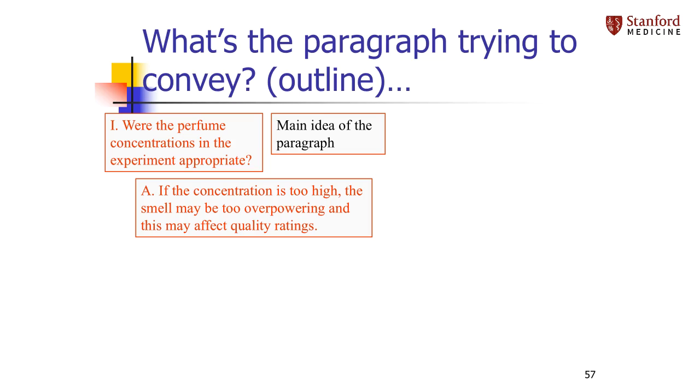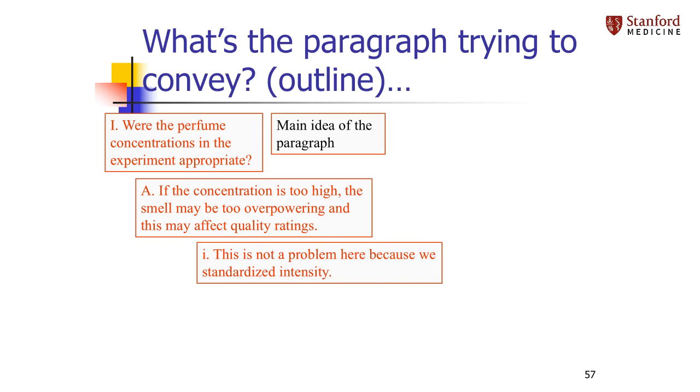The first point they bring up is they address the issue about concentration. If concentrations are too high, a smell can become too intense and too overpowering, and it might be uniformly aversive just because of this. So we have to worry about very high concentrations. They defend their experiment against this potential pitfall by noticing that they standardize the intensity. So they're saying it shouldn't be a problem here.